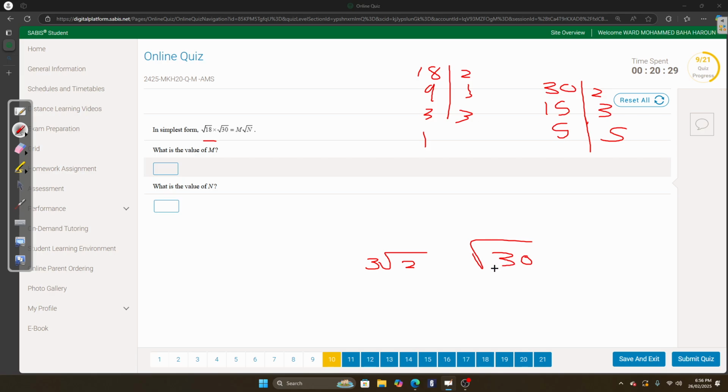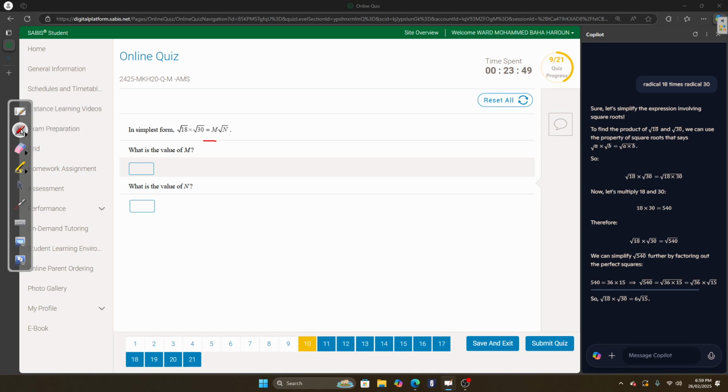Wait. Okay, for this one I'm taking the hard way. I just understood it more. So what you're going to do, there's two ways. You can start off simplifying in the beginning or multiply it in the beginning. So 18 times 30 equals, I'm going to use the calculator. 18 times 30 is 540.